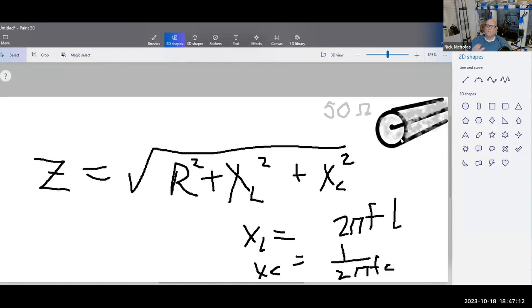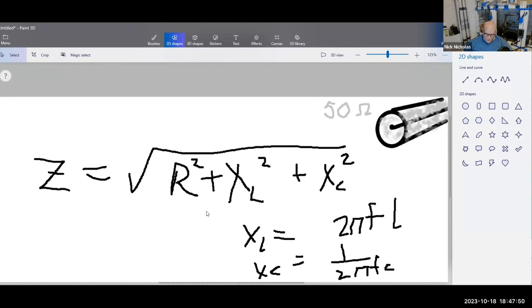Okay? I wanted to review that so it would relate to something you would understand, and you could see the concept of the formula. So if you write this down in nicer handwriting, keep it handy: R squared plus X sub L squared plus X sub C squared, where X sub L is equal to 2 pi F L and X sub C is equal to 1 over 2 pi F C. You can understand the relationships. How often you'll ever have to do the calculations is virtually never.